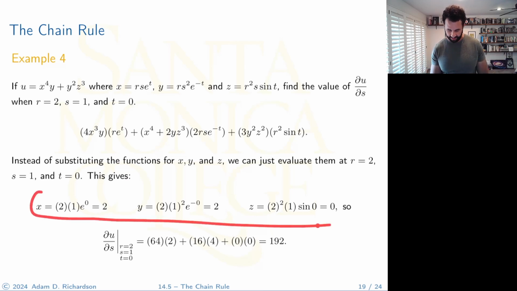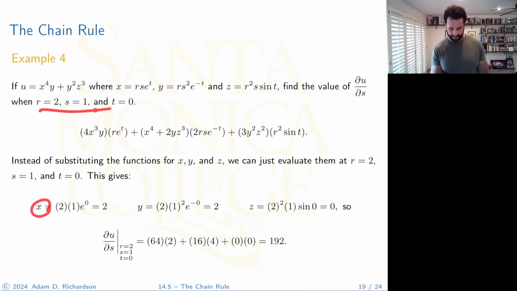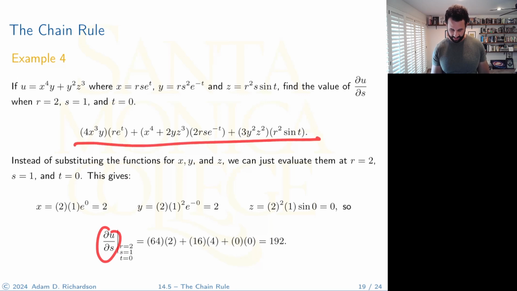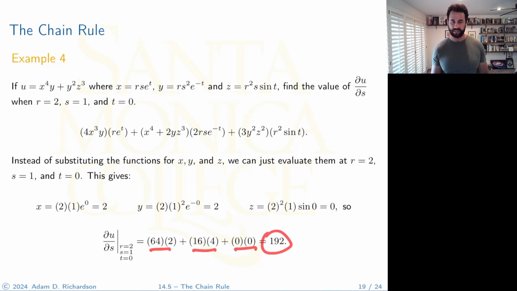So that's what I'm doing right here. So if I evaluate x at this point, I get 2. If I evaluate y at this point, I get 2. If I evaluate z at this point, I get 0. So now everywhere that I see an x, y, or a z in this formula, I can just put those numbers. So what is this thing evaluated at 2, 1, 0? It's this, 192.